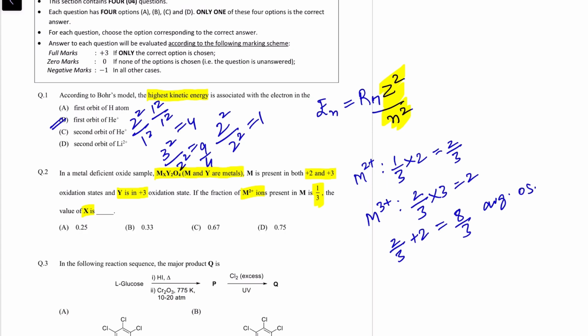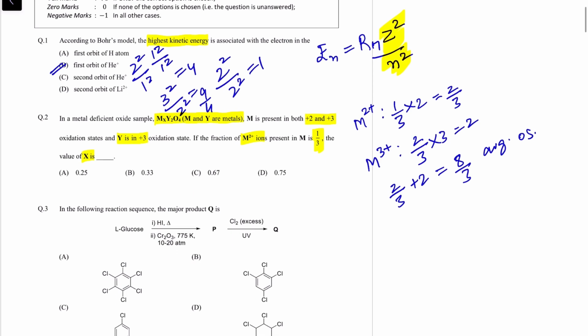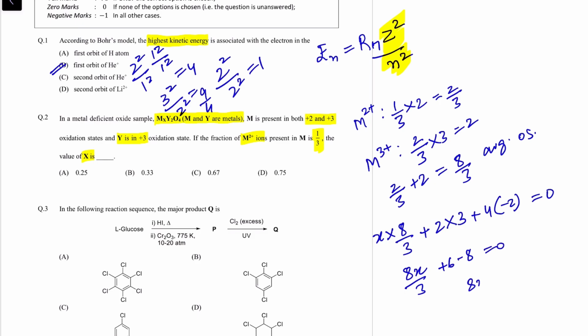Alright, now we know that the sum of oxidation numbers of all the atoms in a compound is 0, so let us apply that logic. Let's say there are X metal atoms and the average oxidation state is 8 by 3. So the total charge on X metal ions is 8x by 3. Plus there are 2 atoms of Y and the charge on each Y is 3. There are 4 oxygen and the charge on each oxide ion is -2. So this equals 0. So this is 8x by 3 plus 6 minus 8 is equal to 0. Upon solving, this is 8x by 3 is 2, which is x 3 by 4, that is 0.75. So the correct answer to this question is option D.